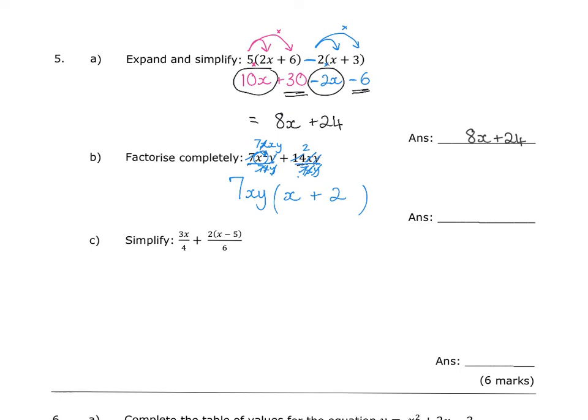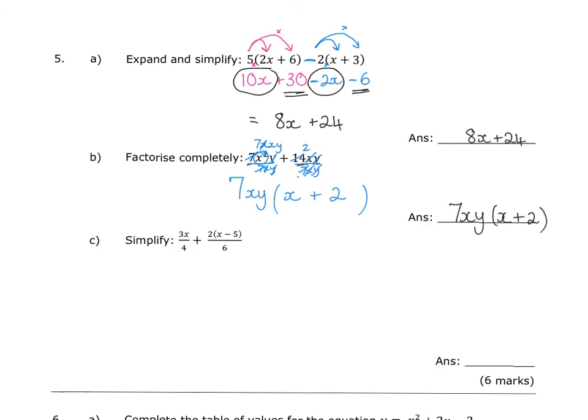And you can check it out to make sure it's correct. You check it out by expanding again. 7x squared y and 14xy. That means it is correct. You can check that out with a pencil. And this is the final answer.